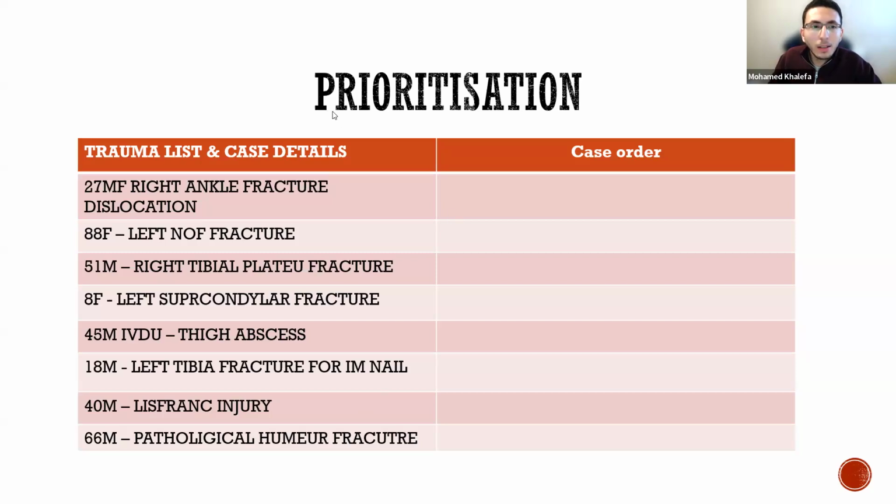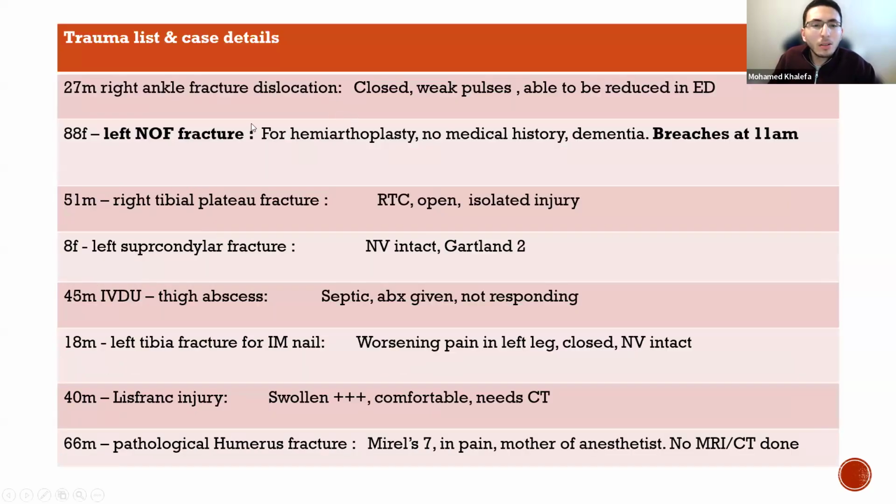Okay. So once you ask, it's closed, pulse is a bit weak but able to be reduced in ED. So generally you've done the thing, but again, the guidance from GIRFT is you should do it within 24 hours. So again, priority to do that, but at least it's not an open fracture and it's reduced in a good position.